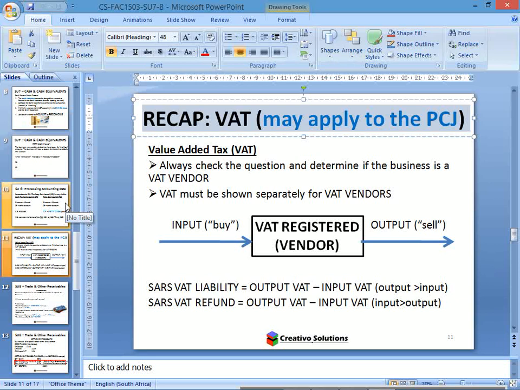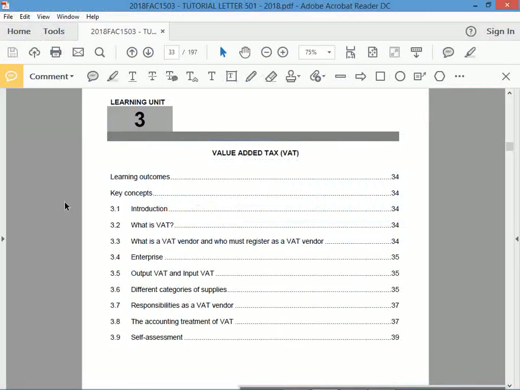Again, you guys need to draw up your own templates in the exam. They don't give you answer sheets, they give you folio paper, and then you need to provide an answer in line with what they're asking. So there is a separate study unit covering VAT. It's unit 3, which is the VAT, and you'll see it's actually quite short here, and a lot of it is just background information regarding what VAT is.